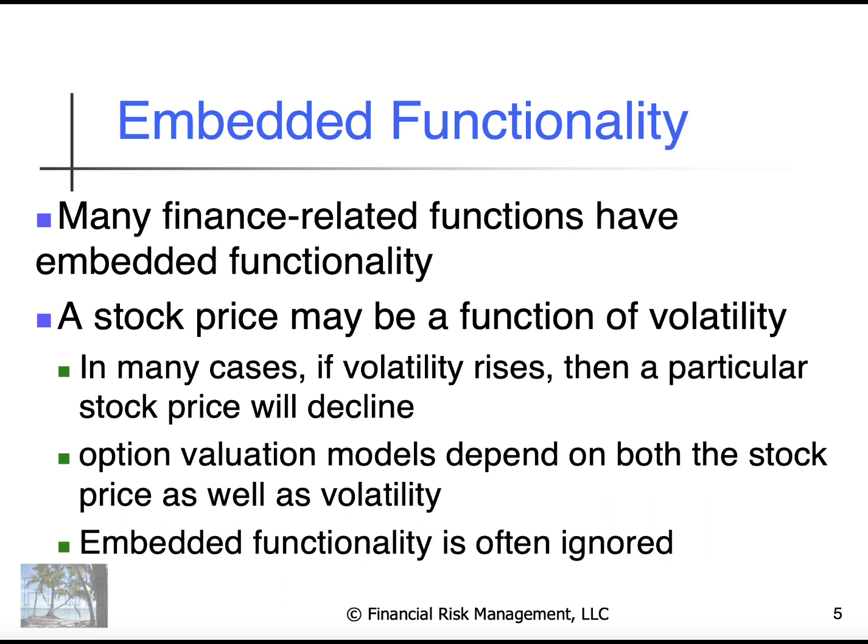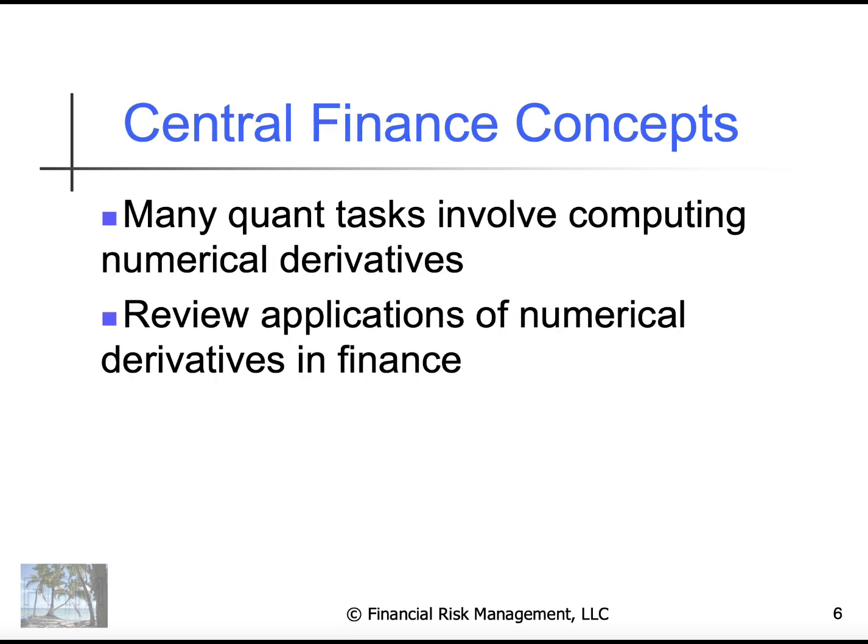Many finance-related functions have embedded functionality. The stock price, as I was just mentioning, may be a function of volatility. In many cases, if volatility rises, then a particular stock price will decline. Option valuation models depend on both stock prices as well as volatility. Embedded functionality is often ignored. That is, we take the partial derivative, not the total derivative. The central finance concept of this particular module is focused on centered differencing.